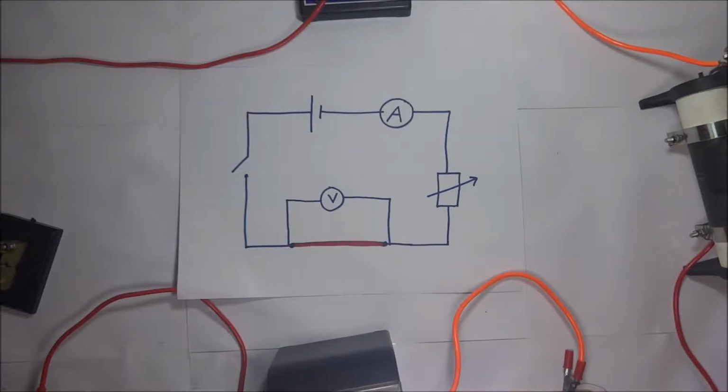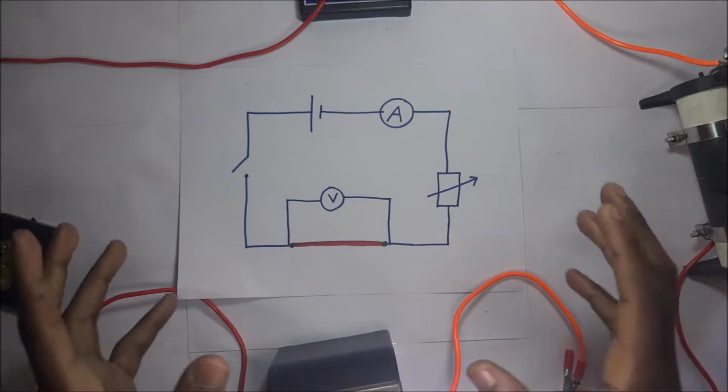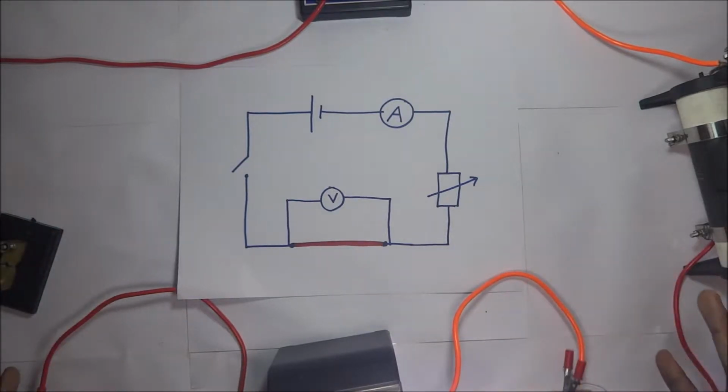In 1826, George Simon Ohm, a German physicist, carried out experiments with different metal wires. While he was carrying out these experiments, he discovered something that will be the basis for our discussion in this video.